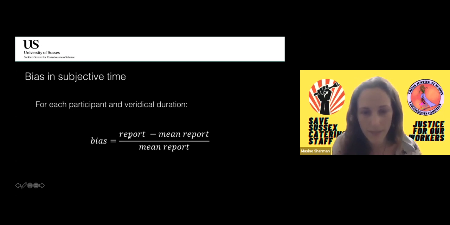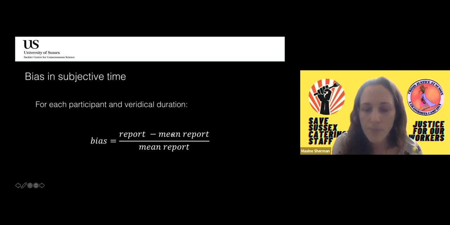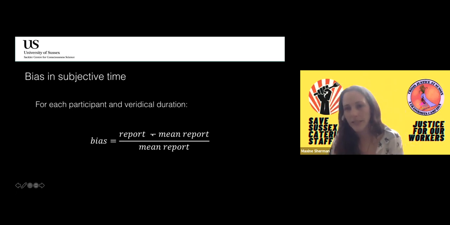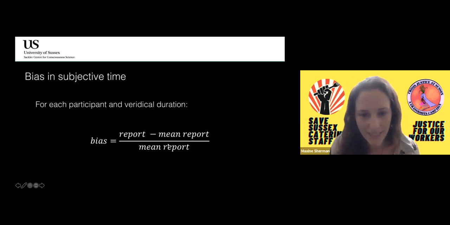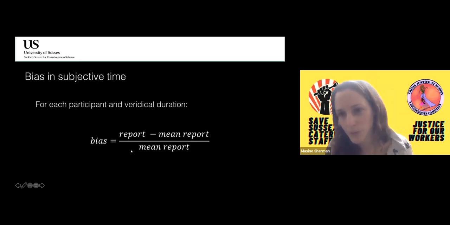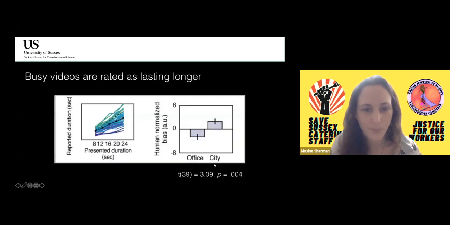So then for each person and for each duration category, of which there were 5, we just took people's report on one trial, so for example, 30 seconds, and then subtracted it from their average report in that condition, mean-centered and standardized. And then we have a measure relative to people's overall bias. Was each video over or underreported? Did it feel long or did it feel short? So when I talk about bias, this is what I'm talking about.